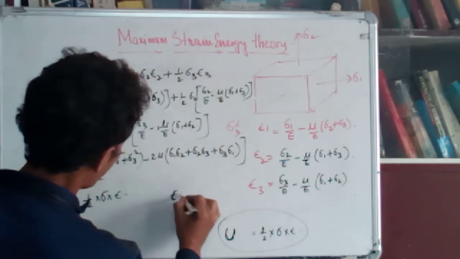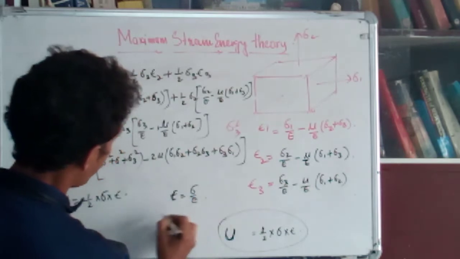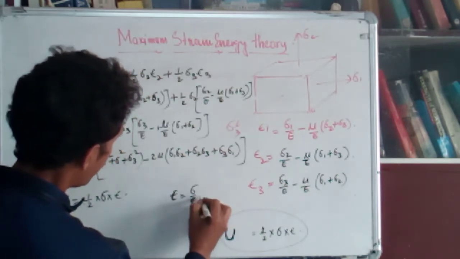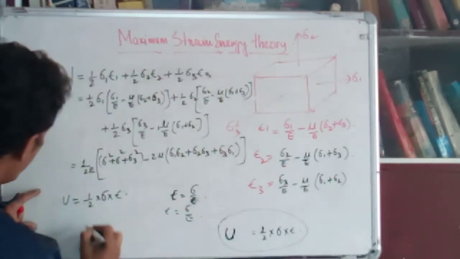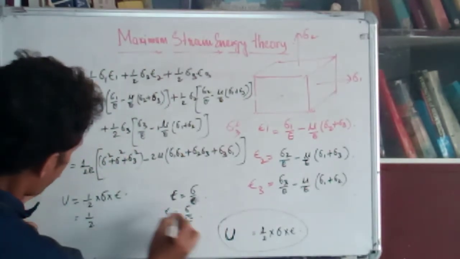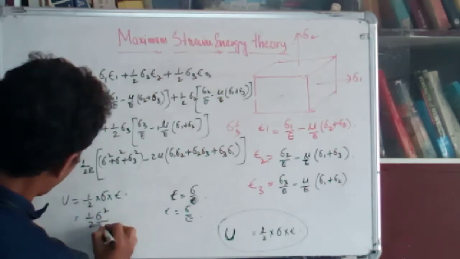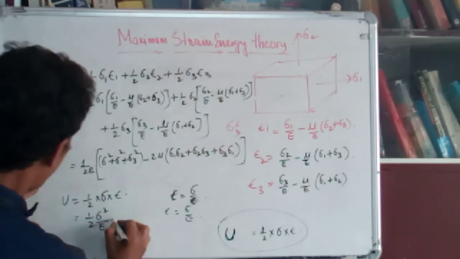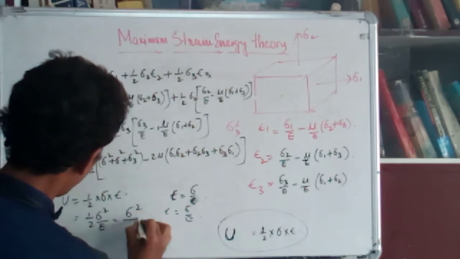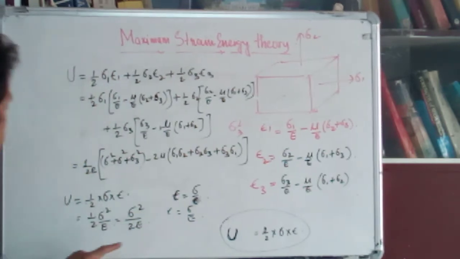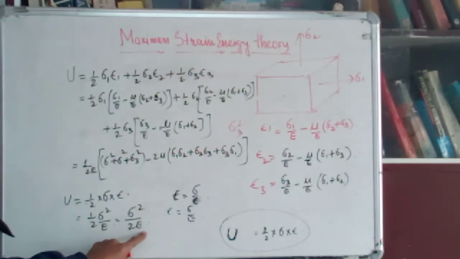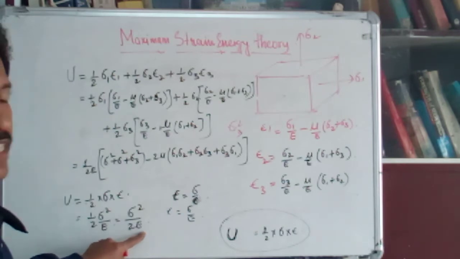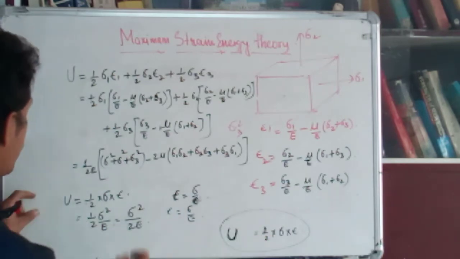We know sigma y is equal to E into strain epsilon, so epsilon is equal to sigma y by E. So we can write half sigma square by E, that means sigma square by 2E. That is the strain energy stored per unit volume when the component is subjected to simple tension within elastic limit. Okay.